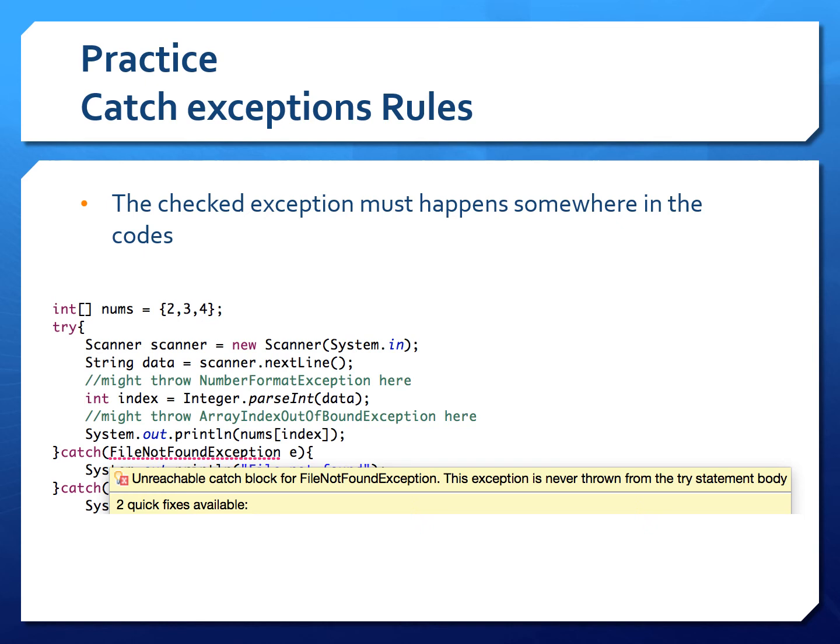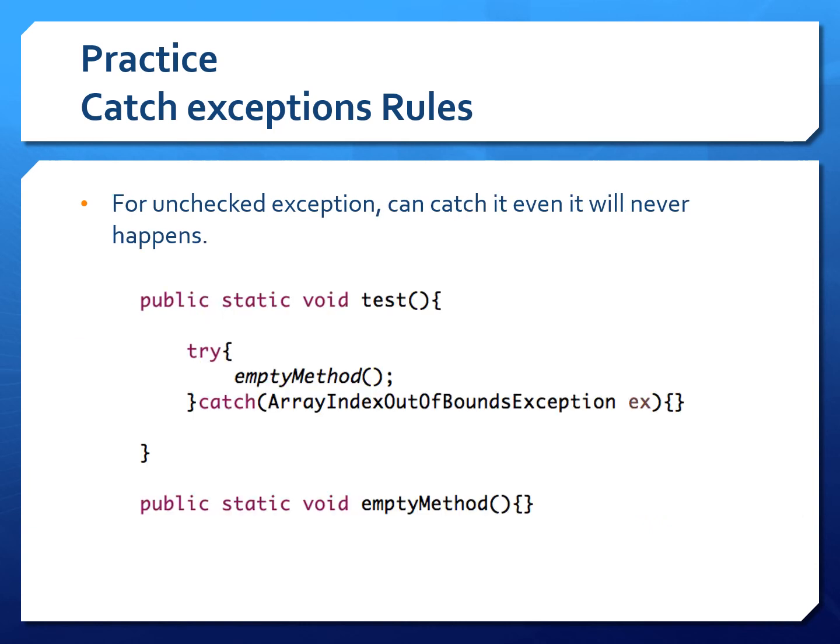If we catch a checked exception, for example FileNotFoundException, that exception must happen somewhere in the code. If not, Java will signal an unreachable catch block syntax error. For unchecked exceptions, we can catch them even though they will never happen.